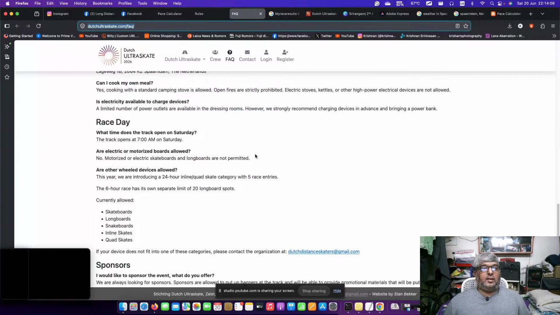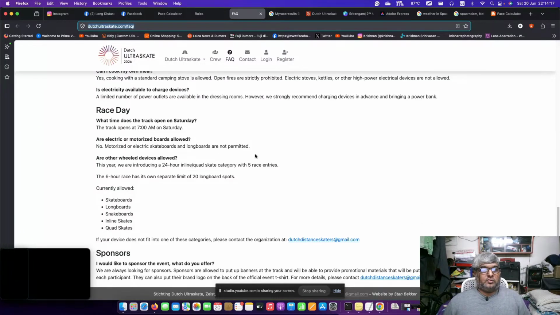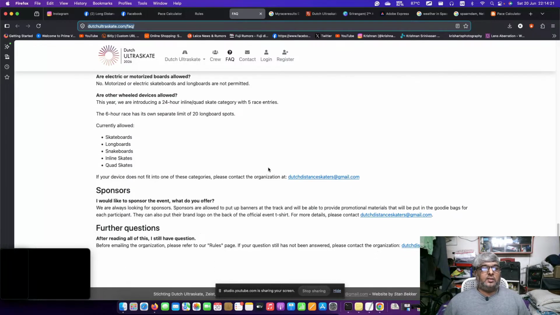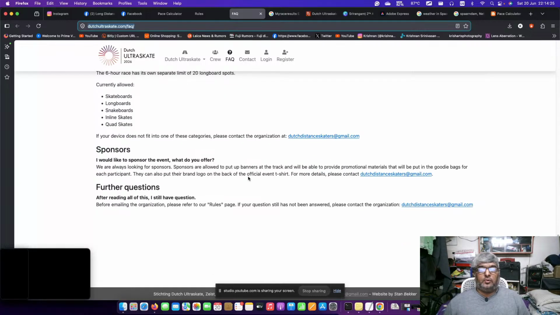And what time does the racetrack open? 7 a.m. When does the race start? Race starts around 9 a.m. So those kinds of information are available here. Skateboards, longboards, snakeboards, inline skates, and quad skates. Those are the boards permitted to participate in Dutch Ultra Skate.